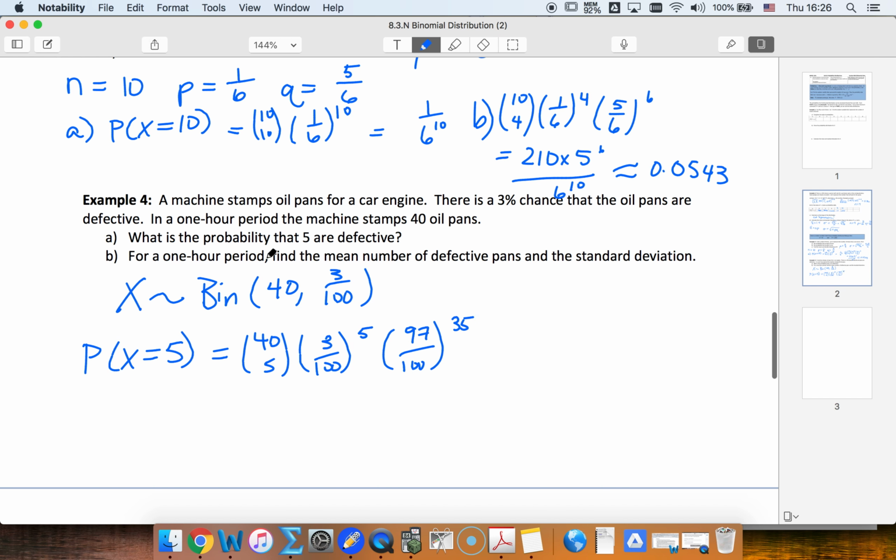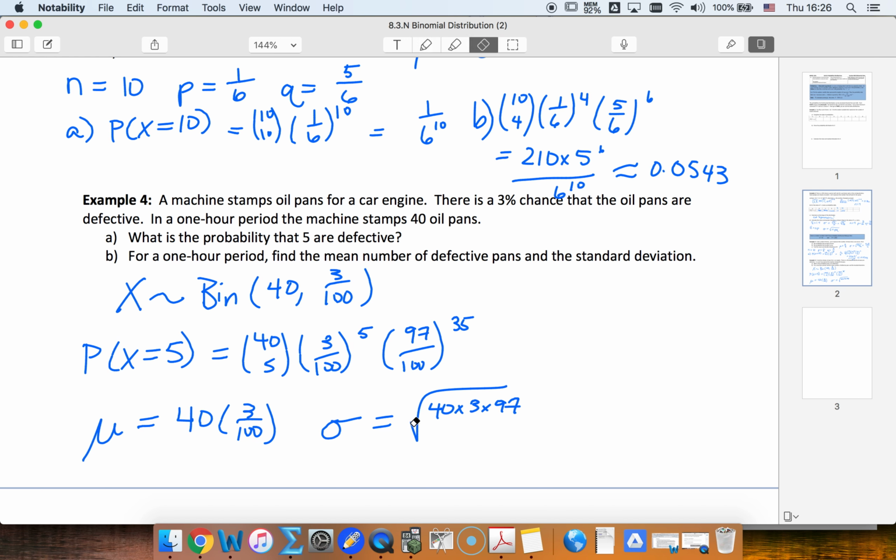For a 1 hour period, my mean, that of course is my easy one, 40 times 3/100ths, and my standard deviation, square root, 40 times 3 times 97 over 100 squared, so I can make that shorter and just call it over 100.